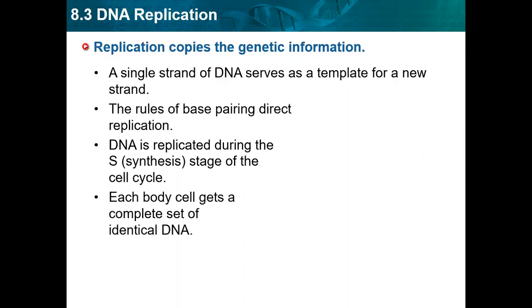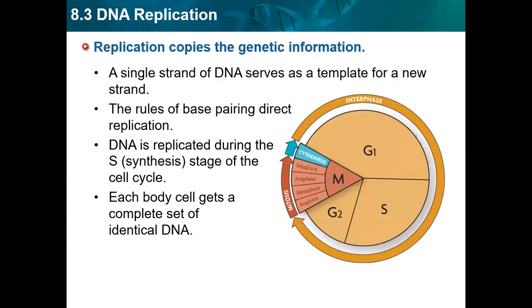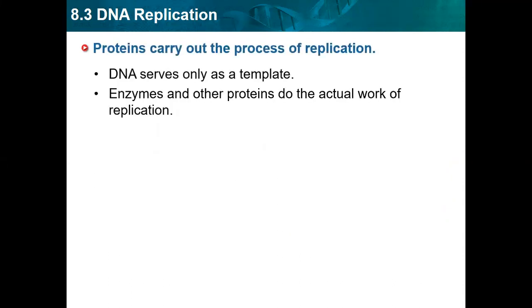The DNA is actually replicated, copied, during the synthesis phase. Remember that we've got phases before the mitotic phase, whereby the cell is being copied. So each body cell gets a complete set of identical DNA. You can see the S phase, the S stage, is the stage whereby the synthesis, the copying process, happens before the division of the cell takes place. Proteins carry out the process of replication. The major reason why cells replicate is because they want to increase the number.